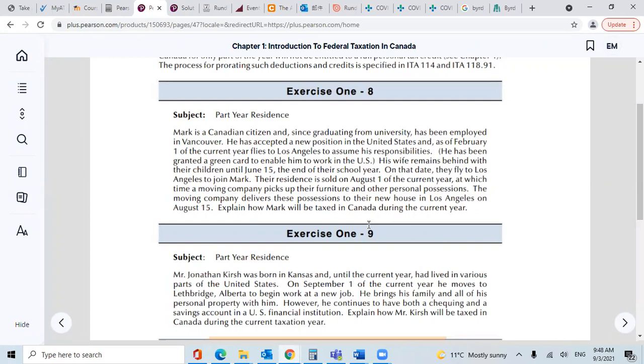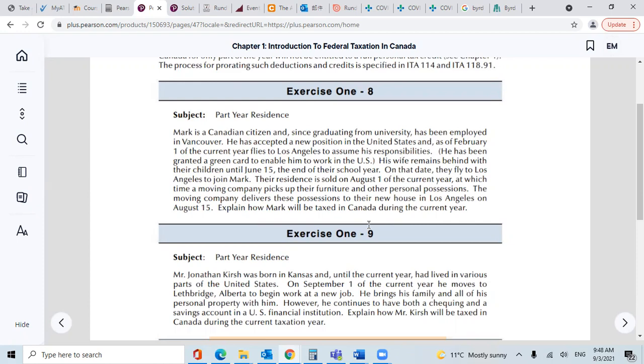On June 15th, they fly to Los Angeles to join Mark. Their residence is sold on August 1st of the current year, at which time a moving company picks up their furniture and other personal possessions. The moving company delivered all those possessions to their new house in Los Angeles on August 15th. So how will Mark be taxed in Canada during the current year?